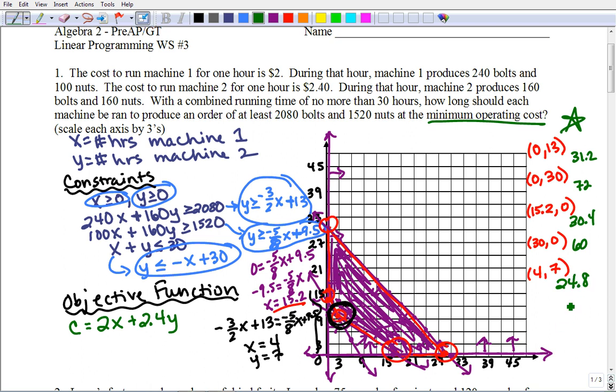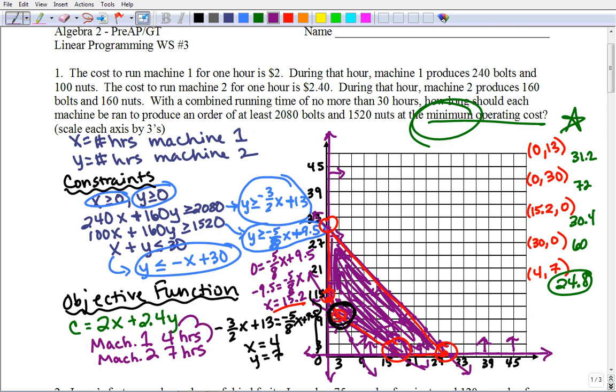24.8. So we are looking for the minimum this time, so we want to choose the minimum value that we get for our objective function. So our smallest one here is the 24.8. That tells us then that for our solution, we need to run machine 1 for 4 hours, and then machine 2 for 7 hours in order to minimize our costs and still meet the goals of how many nuts and bolts that we needed. Okay, that's number 1.